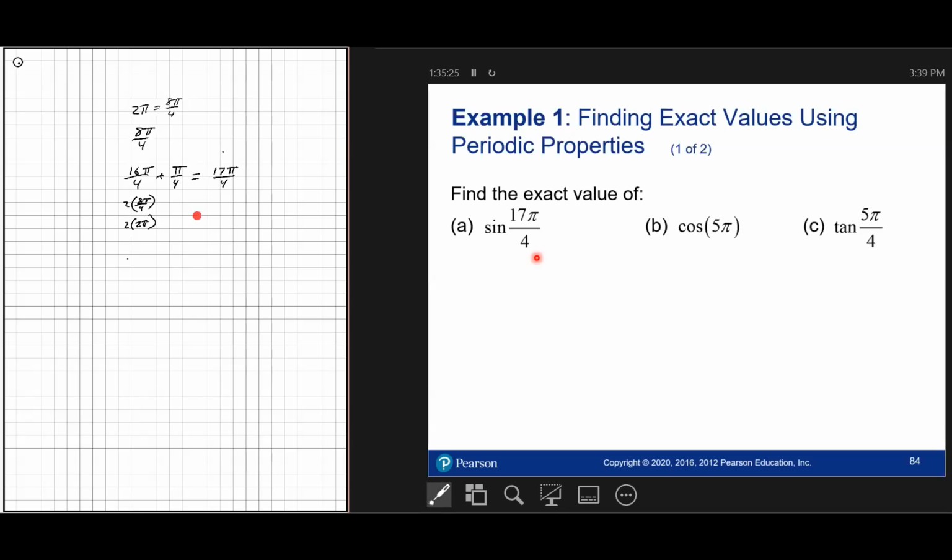So the sine of 17 pi over 4 equals the sine of pi over 4 plus 2 times 2 pi, 2 times the period, which is the same as the sine of pi over 4, which is the square root of 2 over 2.